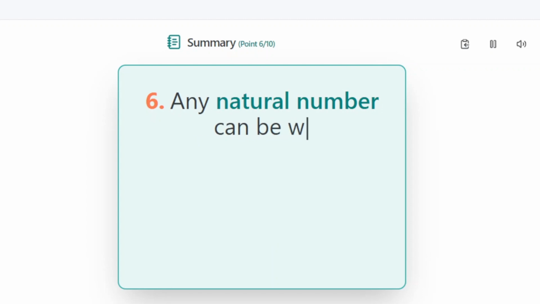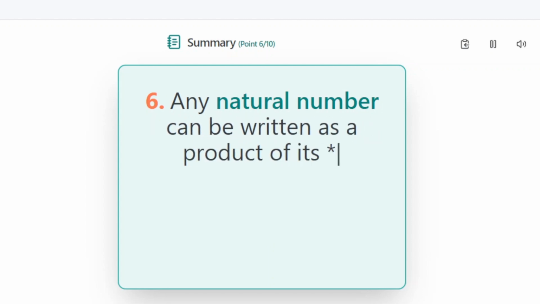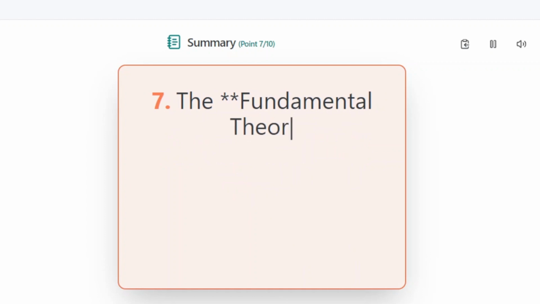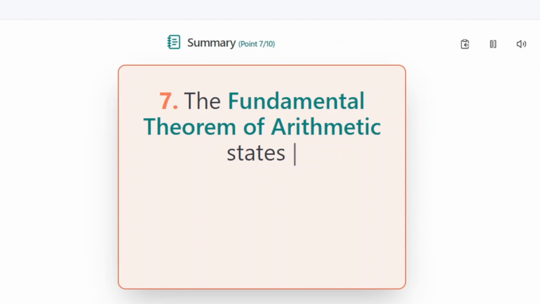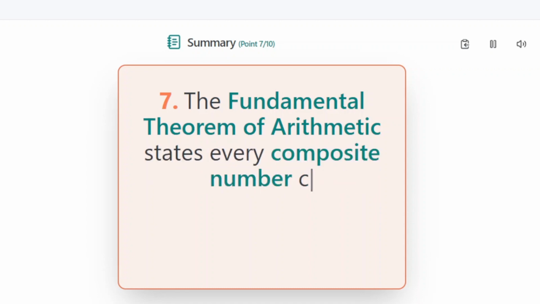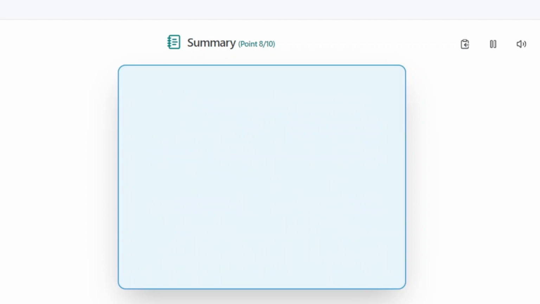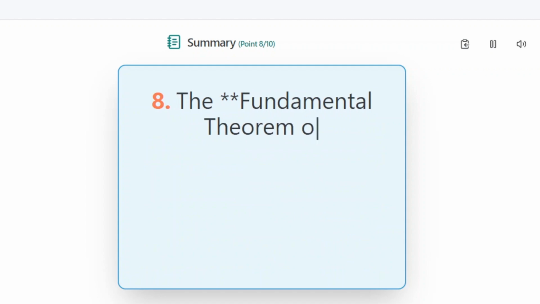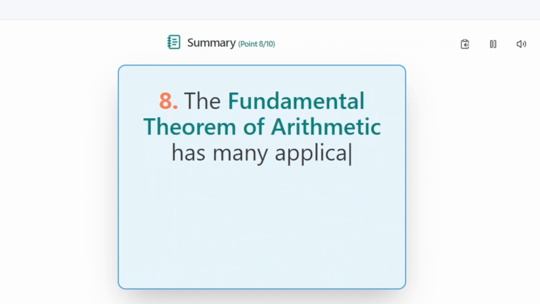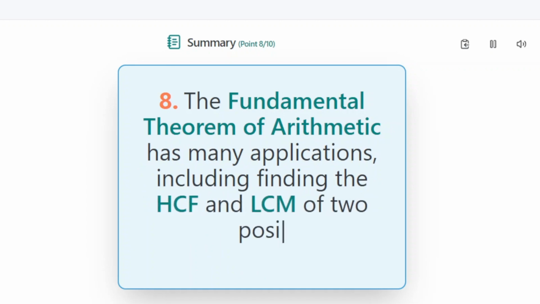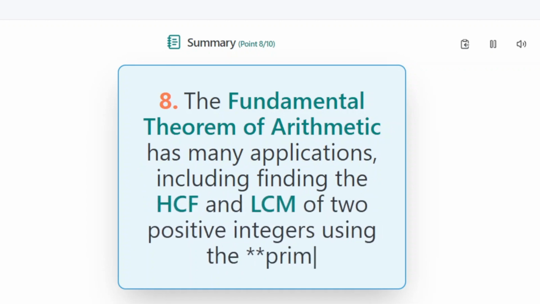Any natural number can be written as a product of its prime factors. The fundamental theorem of arithmetic states every composite number can be expressed as a product of primes, and this factorization is unique, apart from the order in which the prime factors occur. The fundamental theorem of arithmetic has many applications, including finding the HCF and LCM of two positive integers using the prime factorization method.